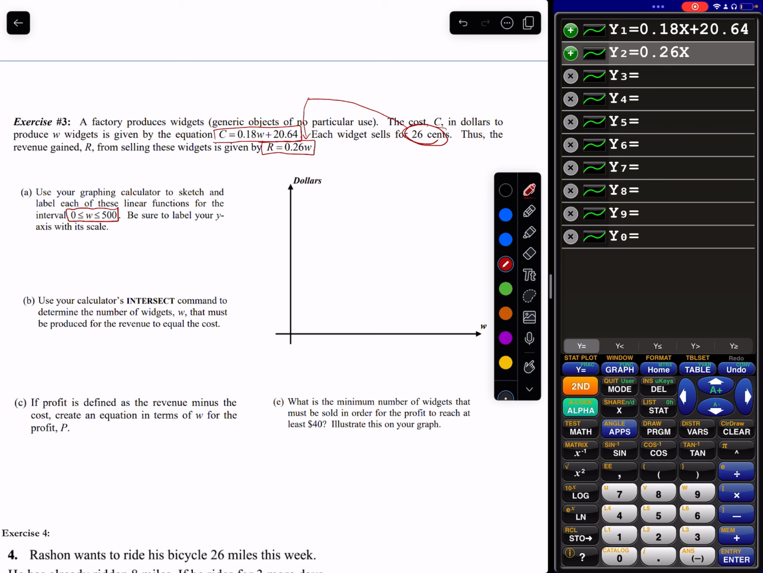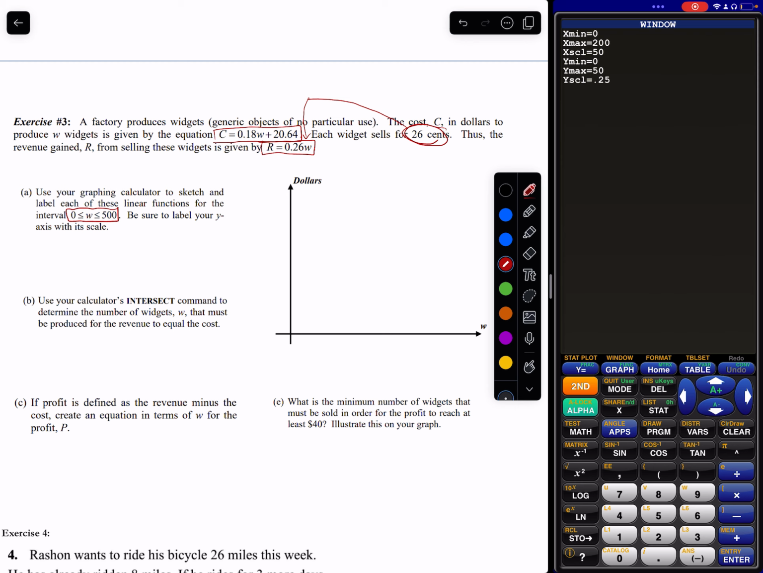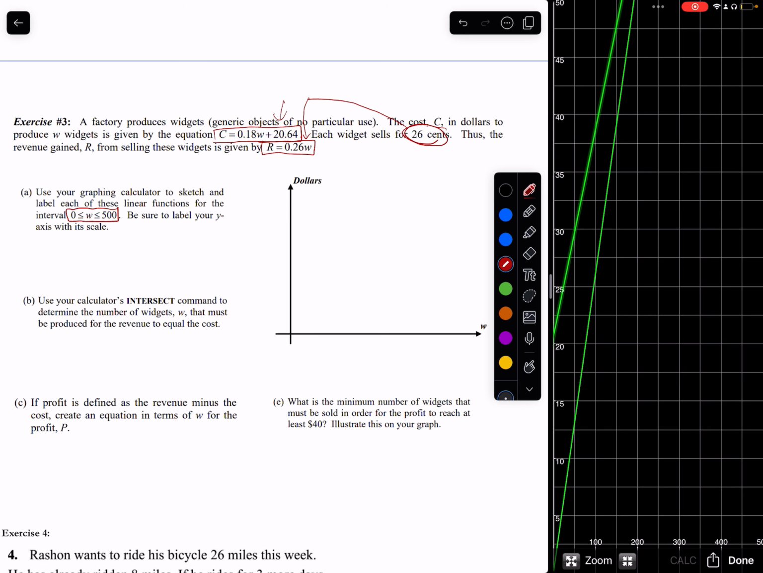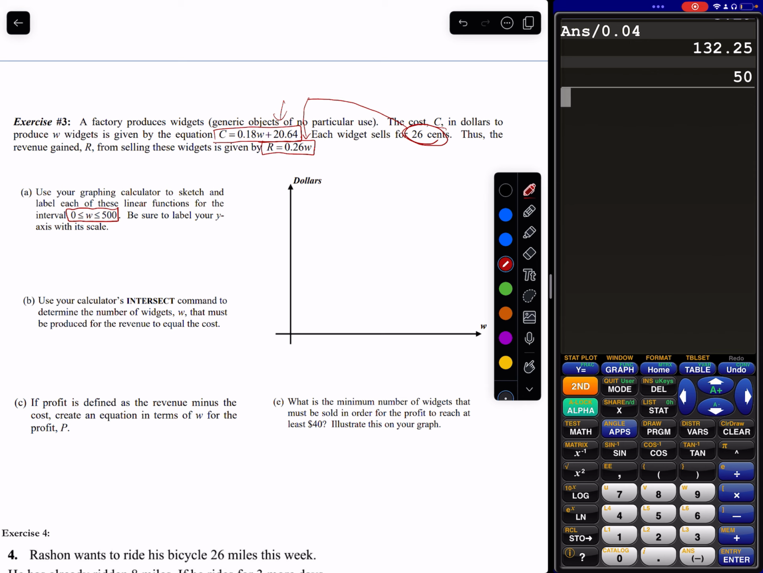And what we're going to do here is go to our window. We're going to run from 0 to 500, right? Let's put a mark at every 100 widgets sold. And now our y value is going to start at 0, and we don't really know the max, so 50 is probably a good amount because you're starting at 20 right here. I hit the graph, and you can see that my y is too low. So I go back to my window, and my y max being 50 is a little bit too low. So I'm going to put that up to 200 and see what that looks like.